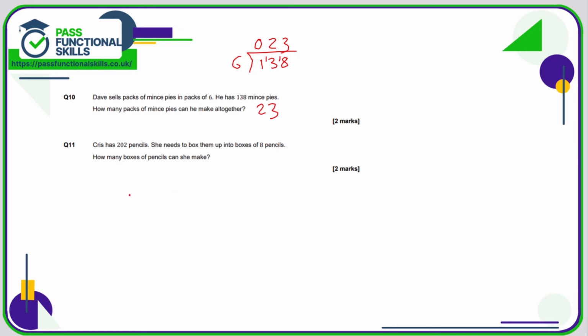For 11, we are dividing 202 by 8. 2 divided by 8 is 0, move the 2 over. 20 divided by 8 is 2, remainder 4. 42 divided by 8 is 5 with a remainder of 2. So the number of boxes is 25 boxes, and there's just 2 pencils left over, which you might just chuck in the bin, who knows, but the answer here is 25.